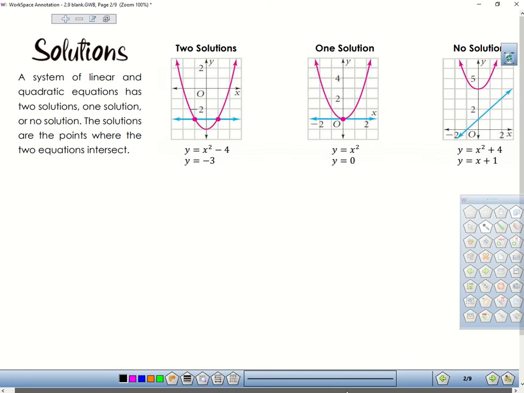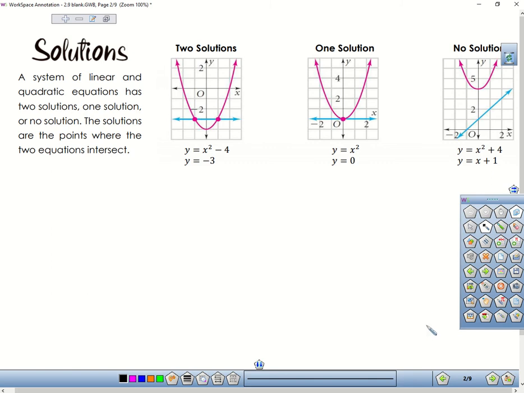So there are three types of solutions that you can have to a system of linear and quadratic equations. Either your quadratic can intersect the line 2 times, it can intersect the line 1 time, or your quadratic and linear equation can never touch at all. Those are the three types of solutions: 2 solutions, 1 solution, or no solution. Now when it's 1 solution, that will occur at your vertex.